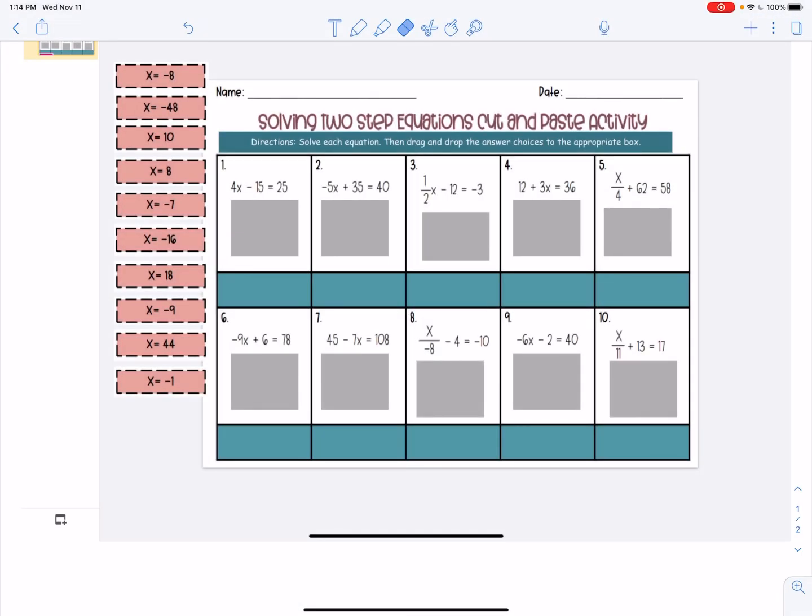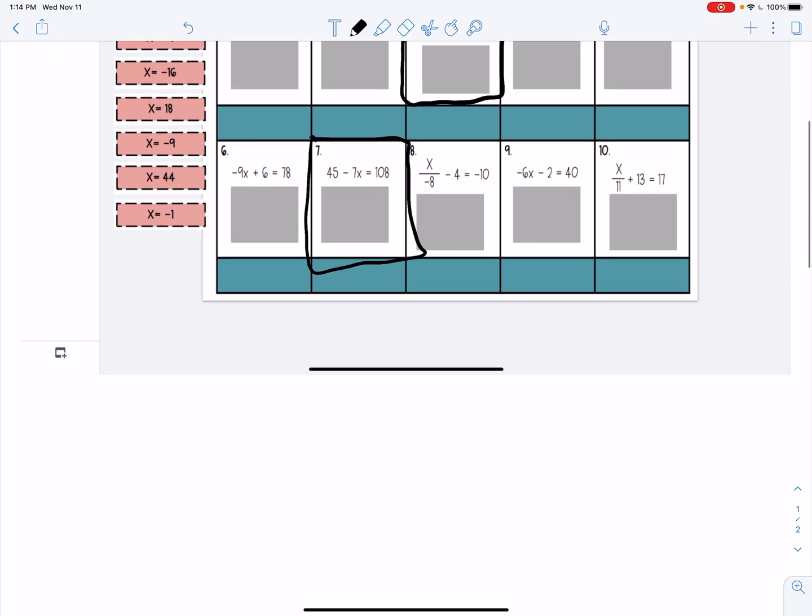Okay, we are going to continue practicing with two-step equations. We're going to start adding in fractions and making sure that you all are familiar with it. In this activity, I'm going to practice with number 3 so that you can see it, and I'm going to practice with number 7 so that you can practice with it. The rest of them you will do on your own.